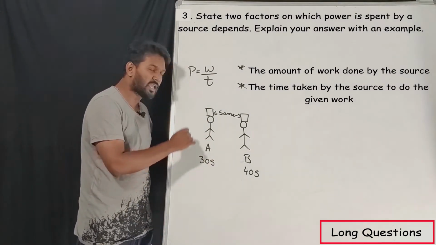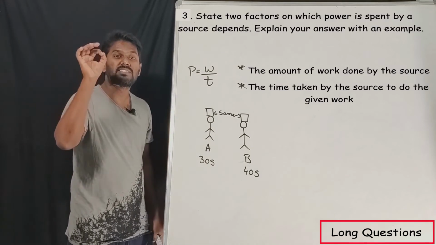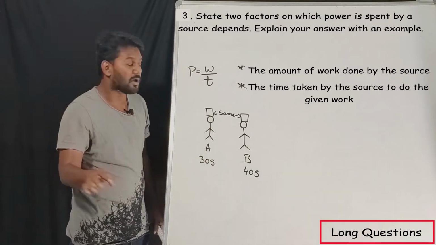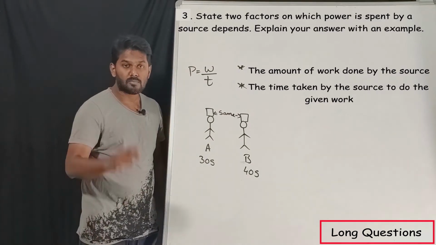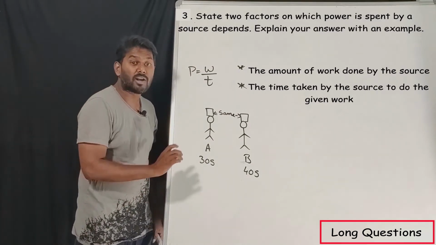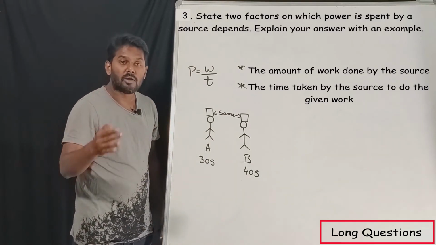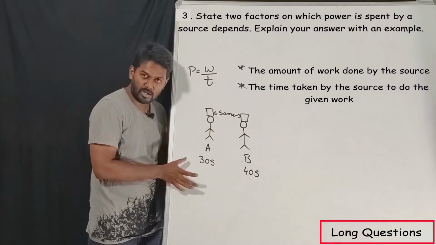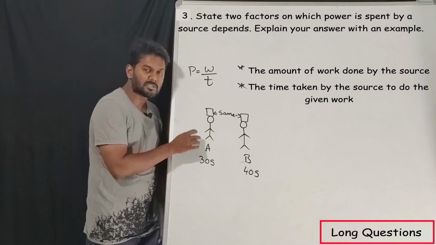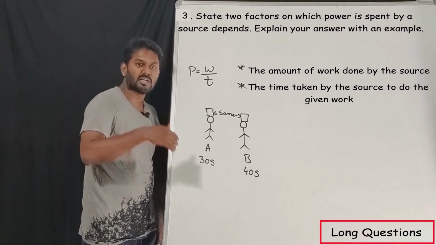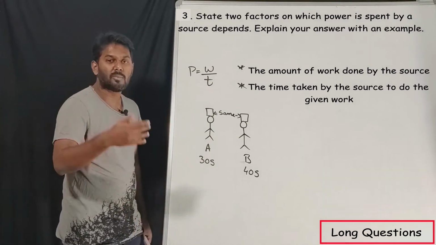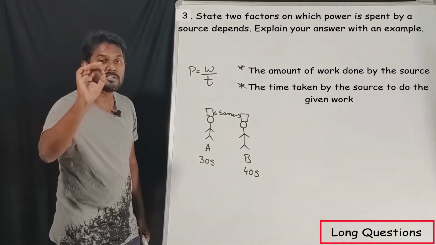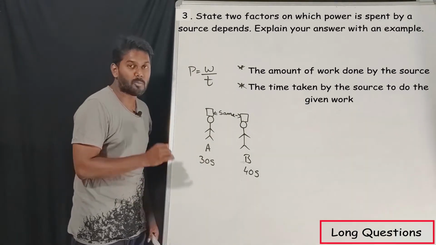Both person A and person B do the same work, because work done does not depend upon time, but power depends upon time. You have to keep this in mind. Work done does not depend upon time. If you take 1 hour or if you take 5 hours to do the same work which has been completed by person A in 30 seconds, and you have done the same job in 3 hours, the work done will be same, because work done does not depend upon time, but we have to talk about power, correct?